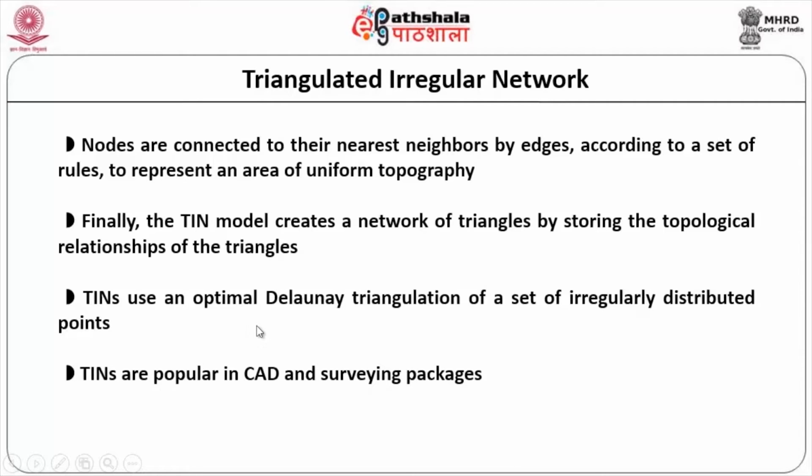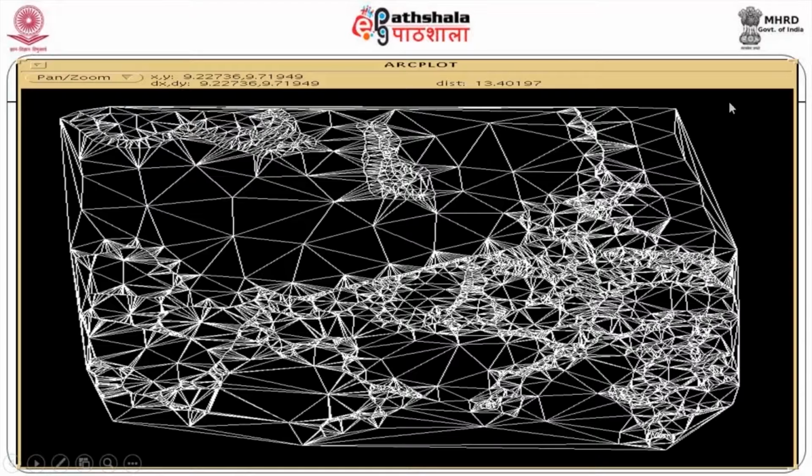It uses the optimal Delaunay triangulation method for irregularly distributed points, because all the points are not known and we cannot get regular z values in any case. That is the reason we use irregularly distributed points, and obviously they are very popular in almost all the CAD and the surveying packages. This is how a TIN will appear.